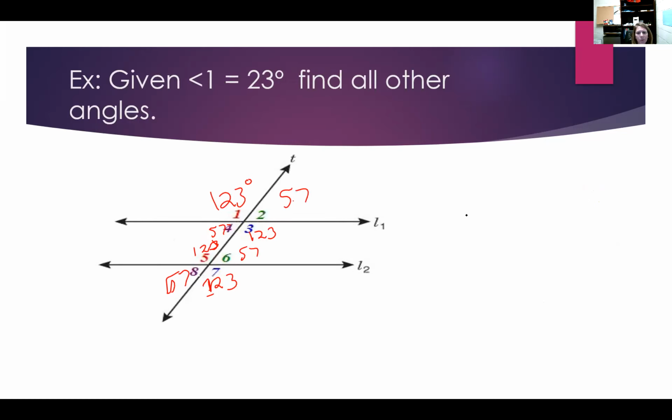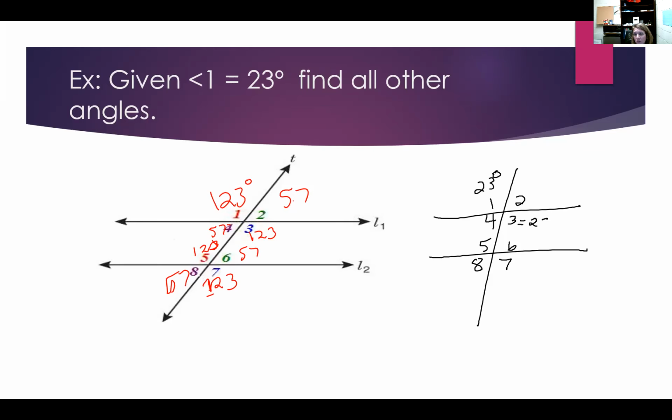Okay, I didn't realize I had written on this already, but let's see. Let's say we have this, and this is angle 1, 2, 3, 4, 5, 6, 7, 8. And I know angle 1 is 23 degrees. You should be able to find all the other angles from this amount. Well, if angle 1 is 23, I know the vertical angle is also going to be 23. And then I also know that 5 is also going to be 23 because these are alternate interior angles. We know those are equal. And then if 5 is 23 degrees, then I know 7 is going to be 23 degrees.